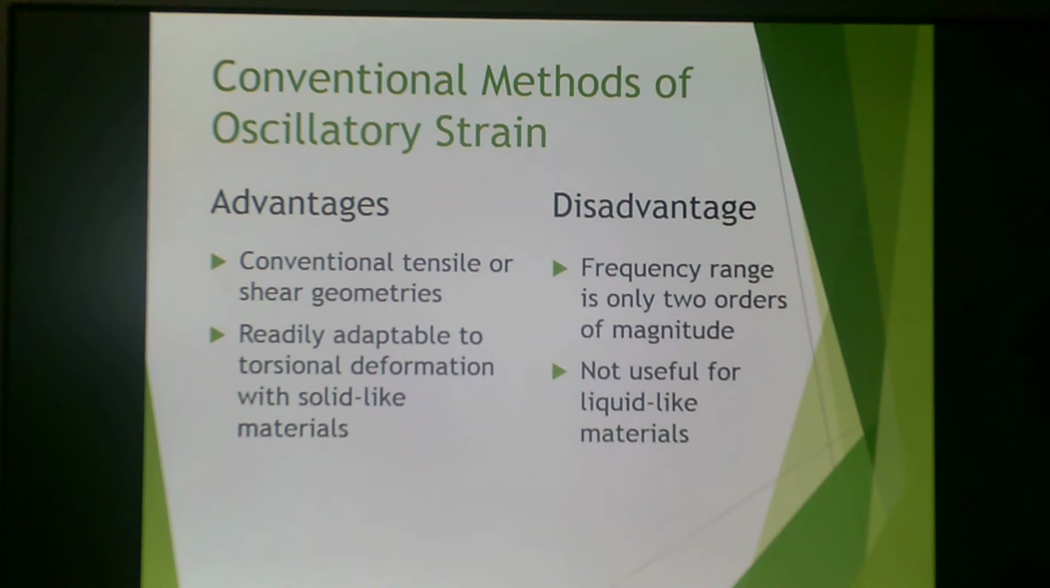There are advantages and disadvantages to this type of measurement method. The advantages are conventional tensor or shear geometries, and they're readily adaptable to torsion deformations with solid-like materials. The disadvantage is the frequency range is only over 2 orders of magnitude, and if you get a liquid-like material, it's not typically used for this sort of thing.